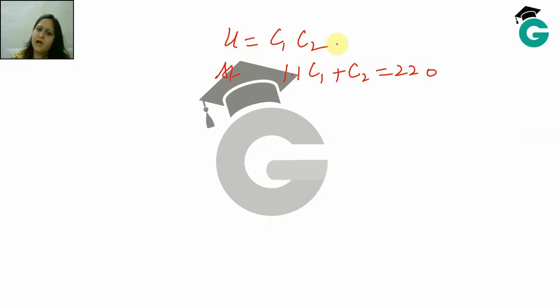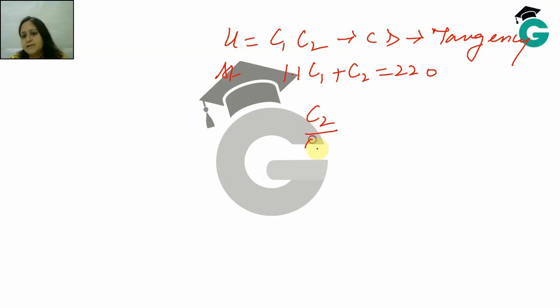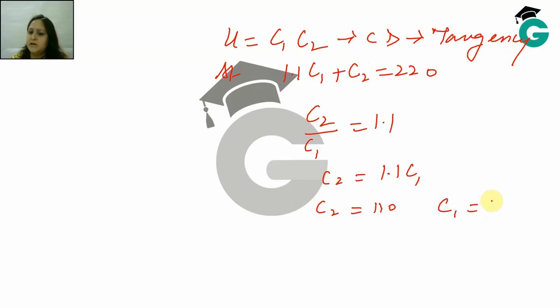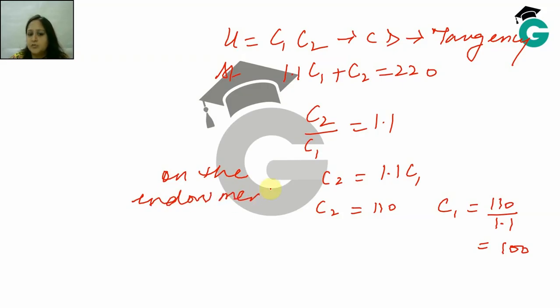Then life is simple. आपको पता है ये कॉब डगलस है. Equilibrium condition is tangency. Tangency से आपको कैलकुलेट करना है, आप कर सकते हो. So that is C2 by C1 is equal to 1.1. So C2 is equal to 1.1 C1, right? So C2 is equal to 110. C1 is 110 upon 1.1, which is 100. So actually he's consuming on the endowment.